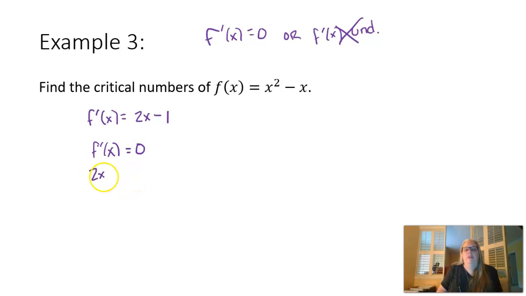So what happens if 2x minus 1 is equal to 0? Well, we'll add 1 to the other side, and we'll get 2x equal to 1. And then when we divide by 2, we'll find out that x could be 1/2. So what this means is when I plug 1/2 into the first derivative, I'm going to get 0, which satisfies this requirement right here and makes x equals 1/2 a critical number.